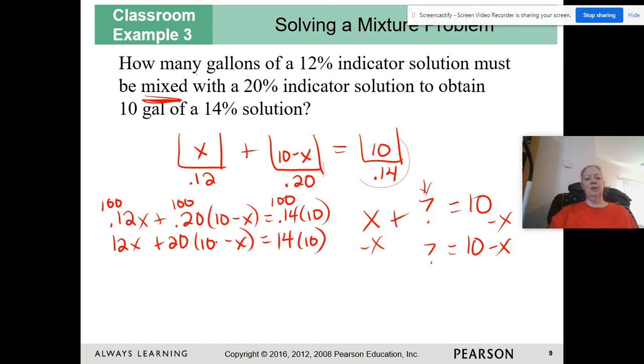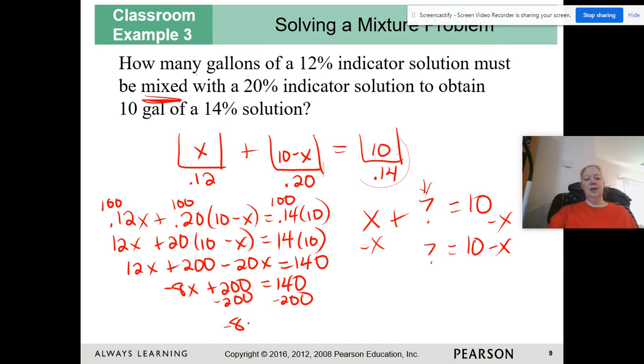Okay, we're going to distribute. So 12x plus 200 minus 20x is equal to 140. Combine like terms. Negative 8x plus 200 is equal to 140. Subtract my 200.